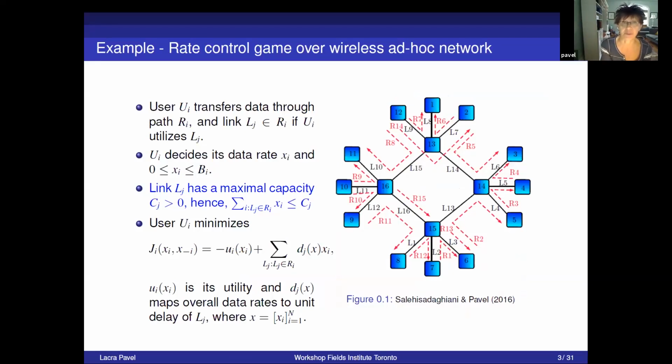One example that I put here is a rate control game over a wireless ad hoc network, where some users transfer data through their chosen path, and each decides their own data rate. But each link has a maximal capacity, as seen here. So we essentially have a linear coupled constraint. Each user minimizes its own cost that depends on its utility and the data rates to the unit delay. So here we have this coupling through the maximal capacity.